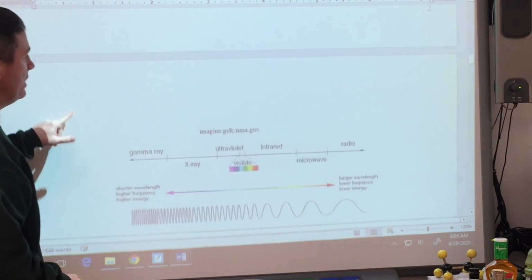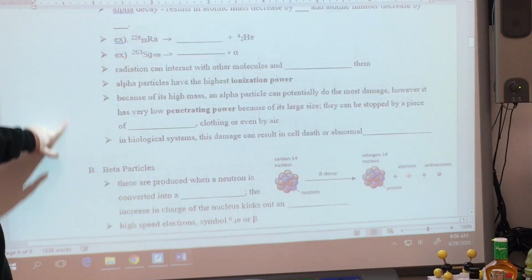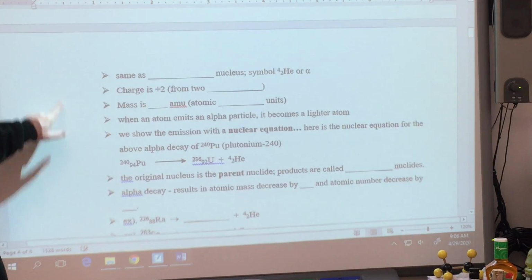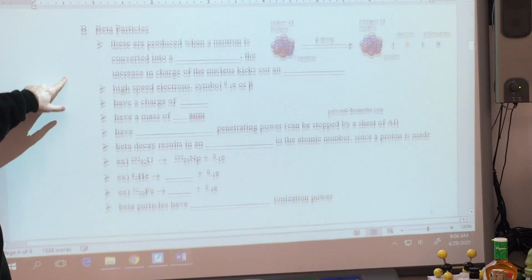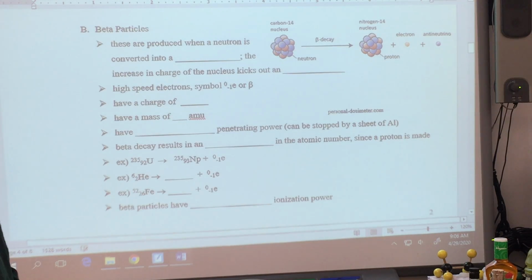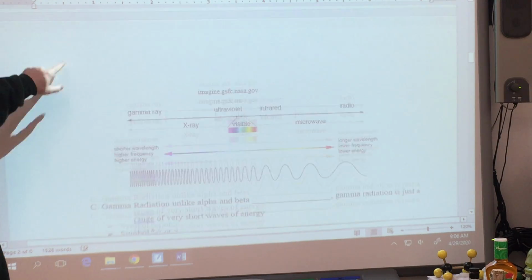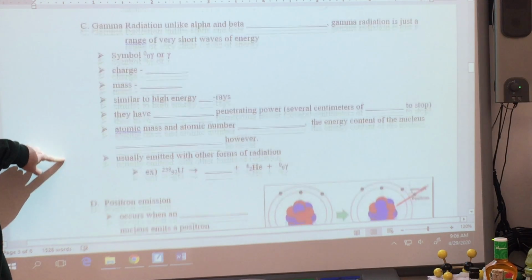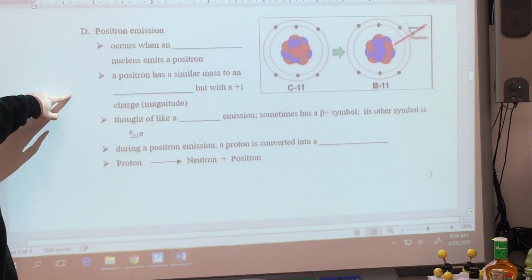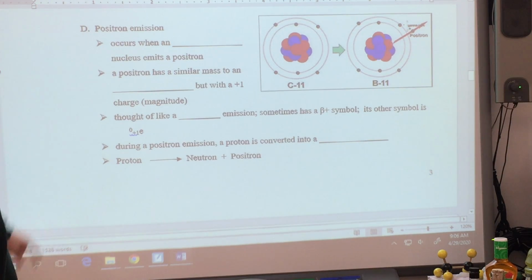So far, just to recap, we've learned alpha, which is the very first one, beta, which are essentially high-speed electrons with a negative charge, gamma, which is not a particle, it's basically energy, has good penetrating power, can cause some damage. And today we'll be learning about positrons.